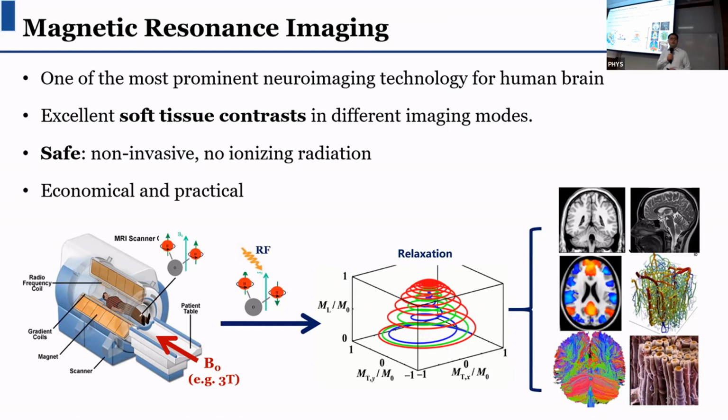We use MRI because it has very good soft tissue contrast and gives you various imaging modes, like T1 image, T2 image, and also functional and diffusion imaging, as I showed here. MRI is also very safe. It's non-invasive. You don't need to inject any dose into your body, and it has no radiation problem. The other thing is that it is very economic, quite cheap compared to other modalities like PET studies.